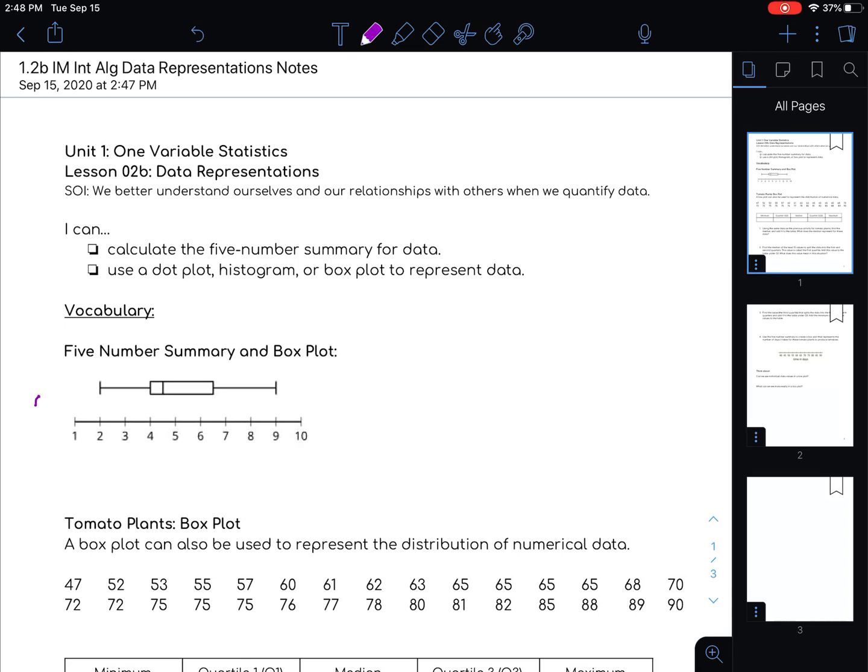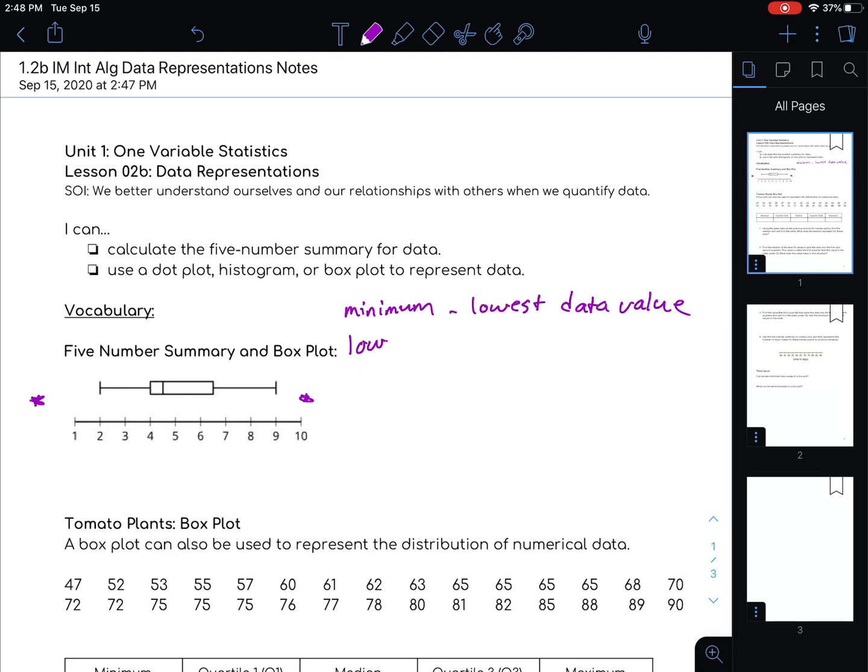So in order to do a box plot, and you're going to see an example of a box plot right here, we're going to need to get some pieces of information from a data list. So one of the things that we need is the lowest value called the minimum. Okay, so the minimum is the lowest data value, the smallest data value, the one with the smallest number itself.